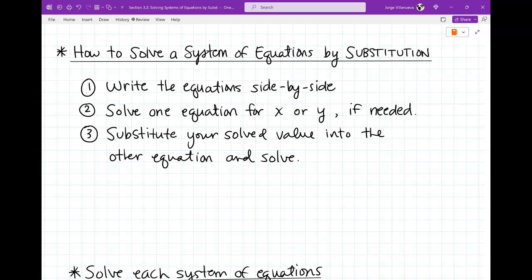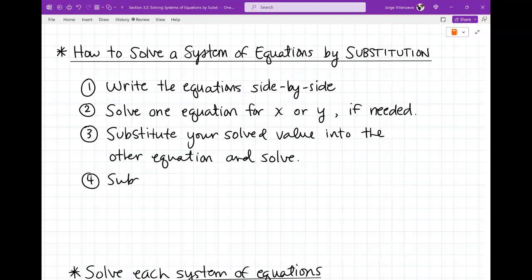Substitute your solved value, whether you solved for x or for y, into the other equation and solve. So notice we're going to go from isolating x or y in one equation to throwing it into the other equation and substituting in there. Okay, and then we're going to solve. Once you solve for your answer, maybe it's for x or for y, you might find, like, x equals 5 or y equals 3.